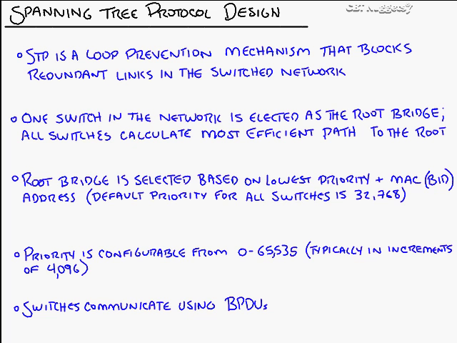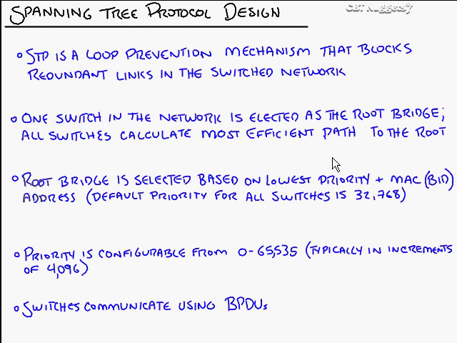A little review before we get going into the full design of the Spanning Tree Protocol. First off, the foundation. Spanning Tree Protocol is a loop prevention mechanism that blocks redundant links in the switch network. So what that means is you're not going to have a broadcast that goes round and round eating up all of your bandwidth, causing a broadcast storm whenever you have a redundant link in place. And this will make a lot more sense when we see the topology on the next slide.